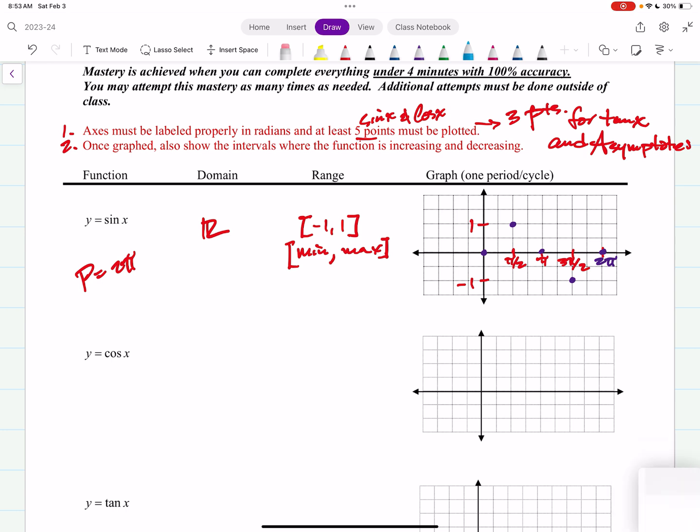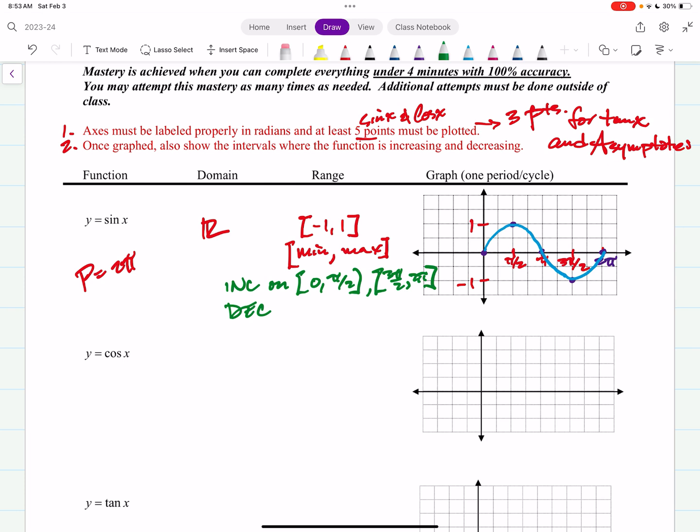Okay, so here we go. You want to curve it. They're not semicircles, but pretty close. All right, so there you go. And then you want to also determine where it's increasing and decreasing. So from 0 to pi halves, so increasing on 0 to pi halves. Okay, and also from 3 halves pi to 2 pi. So 3 pi halves to 2 pi is decreasing.